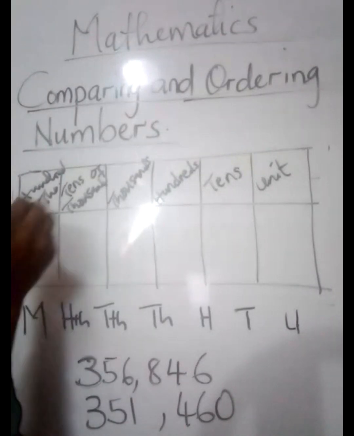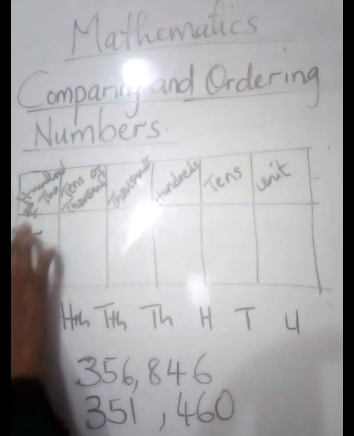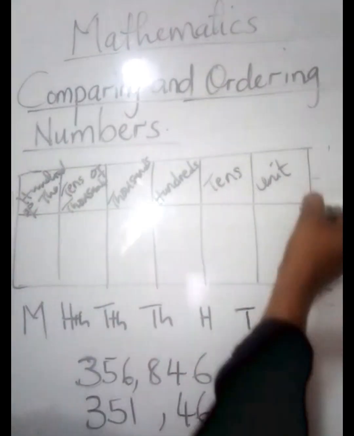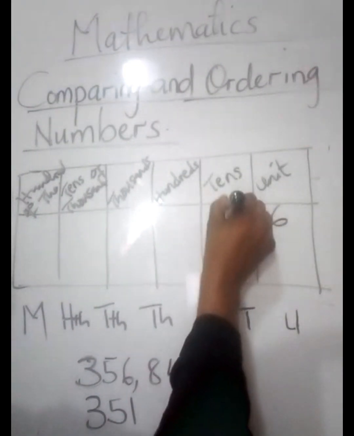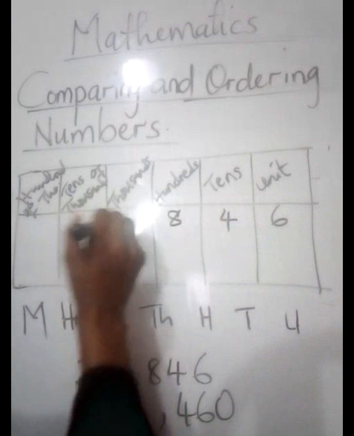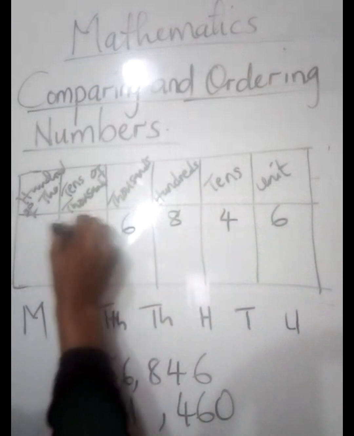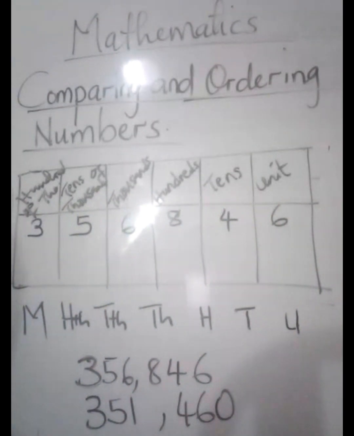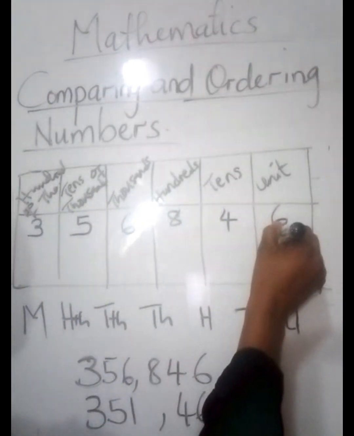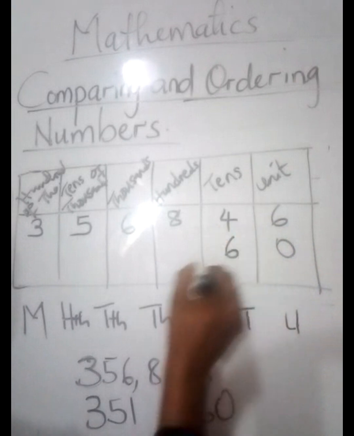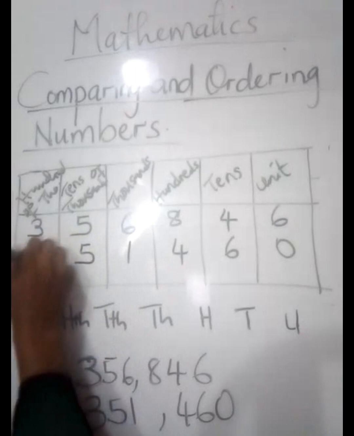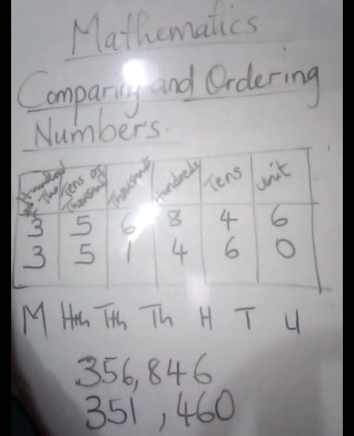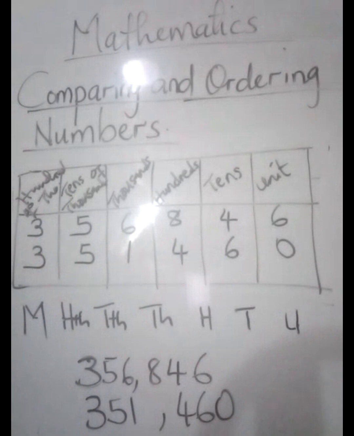The first number is, sorry, I shouldn't arrange from there, it's very wrong. You start arranging from the unit, so the last number to the right is 6, 4, 8, 6, 5, and 3. And then for the second number, you have 0, 6, 4, 1, 5, 3. I hope you know why I'm arranging from here. Arranging from the left towards the right may get you a wrong result. So it's always safer to start arranging from the unit.